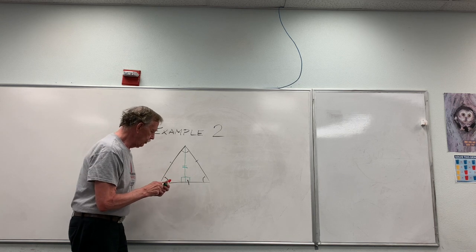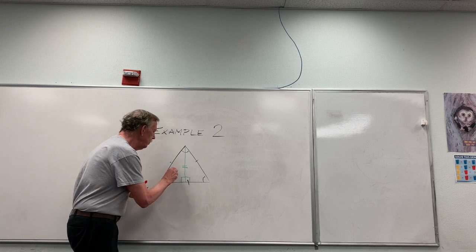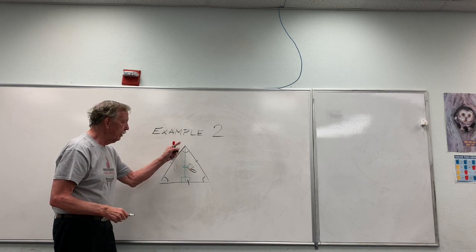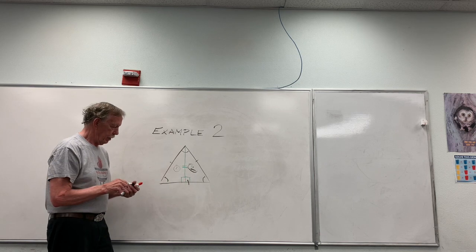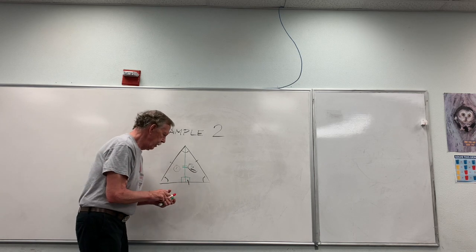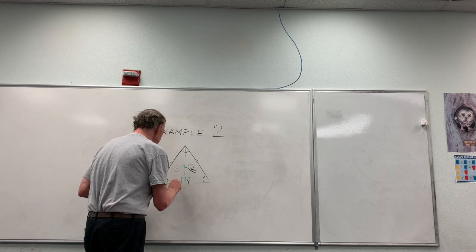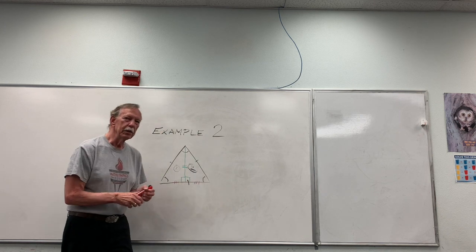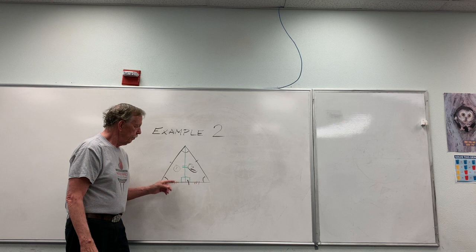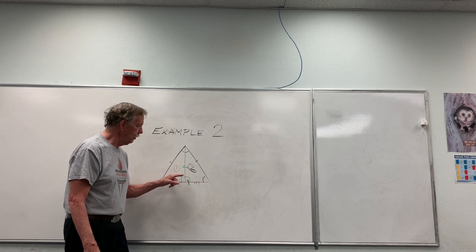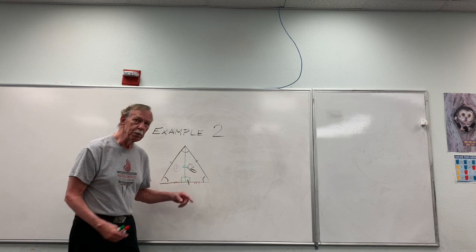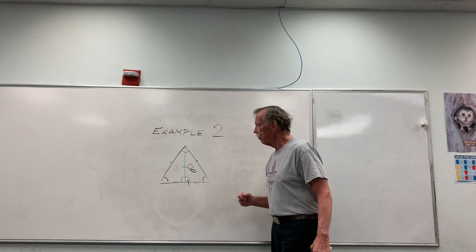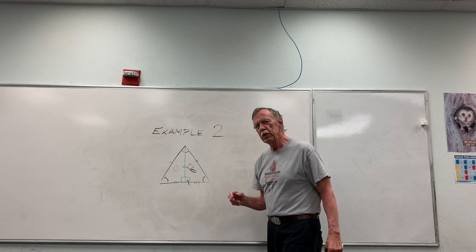That makes this triangle on the left, call it 1, and this triangle on the right, congruent by hypotenuse leg. That means that these two little pieces here are the same size. Because triangle 1 and triangle 2 are congruent, this piece and this piece are corresponding parts, and so they also will be equal. We're going to use that.